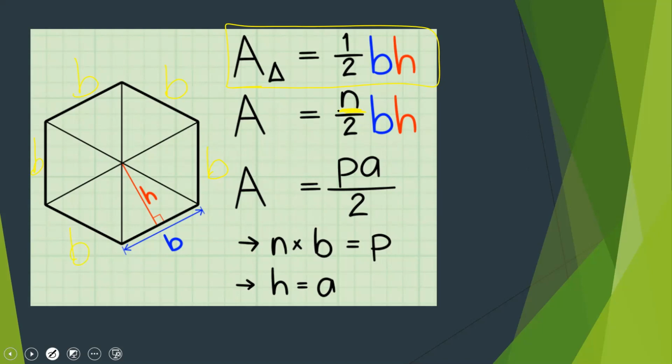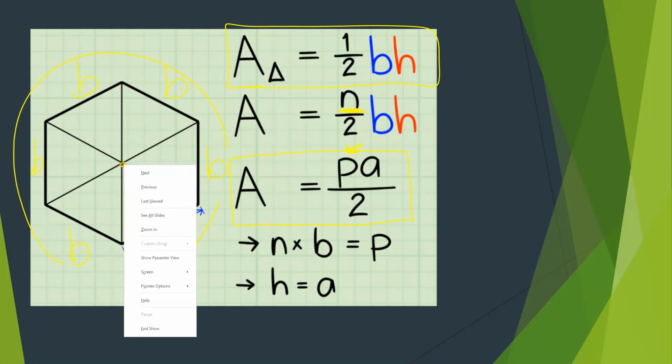But if we thought about that, hey, that base plus base plus base plus base plus base plus base, that's all the way around the shape. We're used to calling that perimeter. So we get this formula: area equals the perimeter of an object times the height, which kind of gets a new word. We call it the apothem, divided by 2.